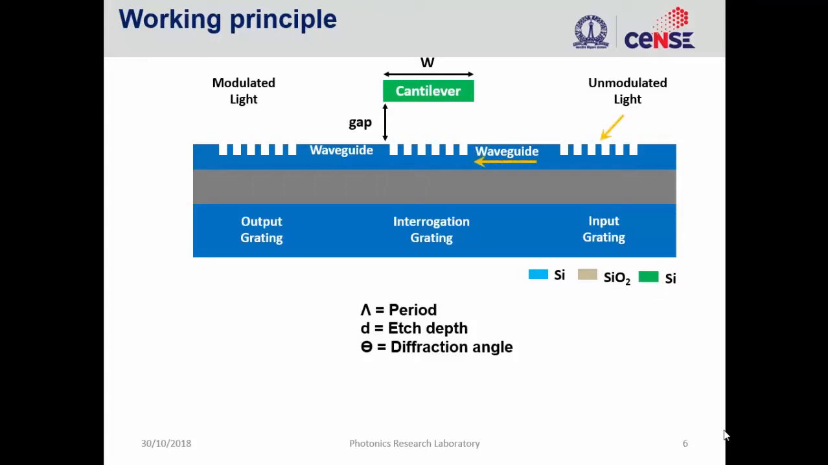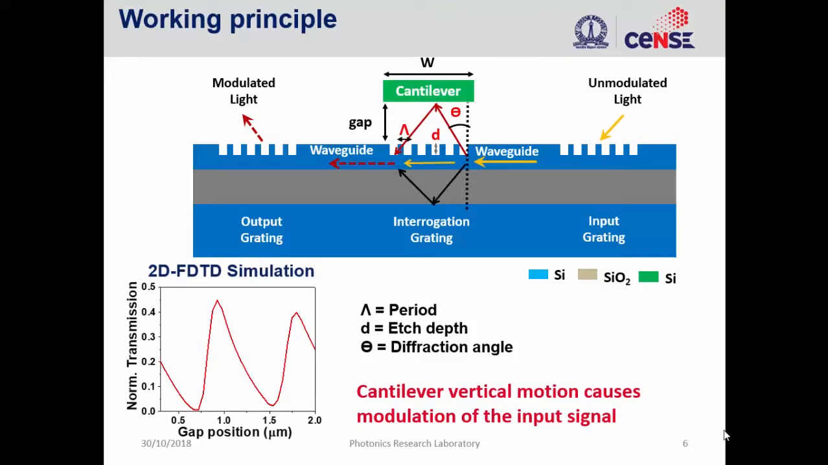So if we have an unguided light which is guided, when it sees the grating, it scatters light into different directions, and then a change in the gap position will cause a phase change, and when it combines back, what we detect at the output is a modulated light.